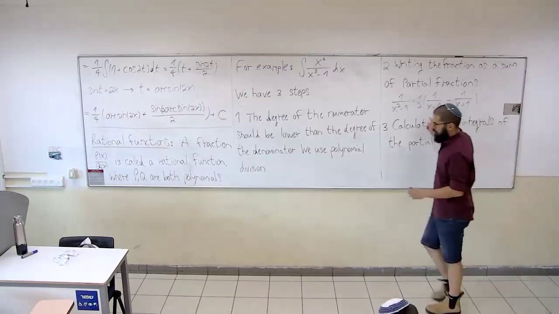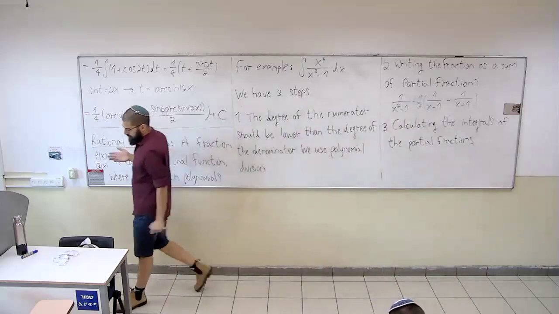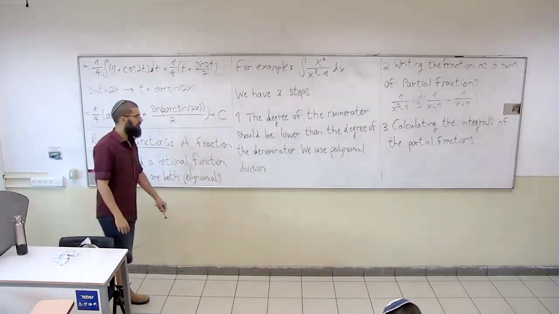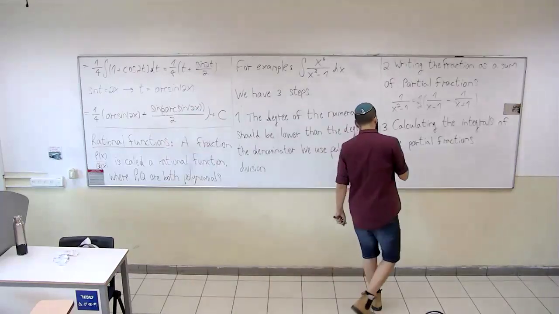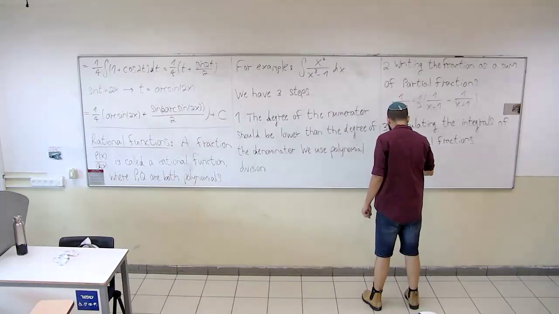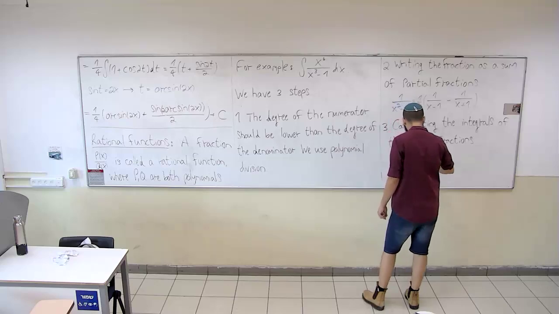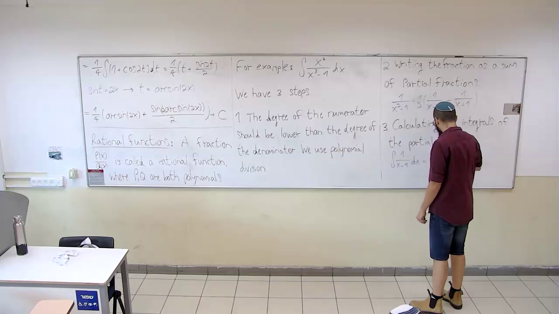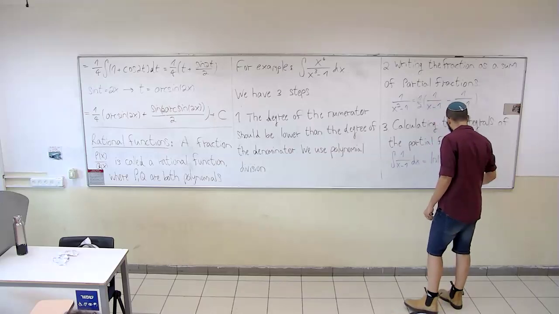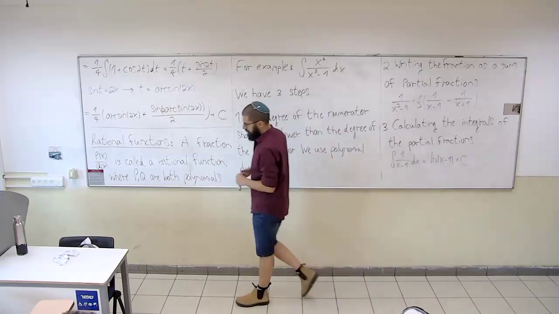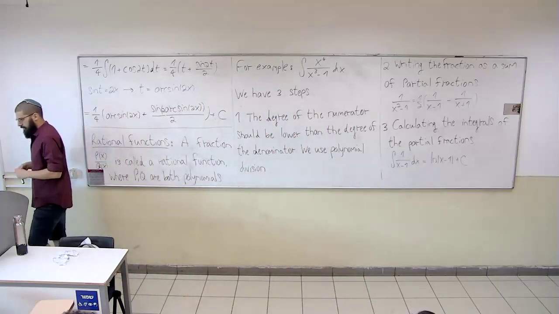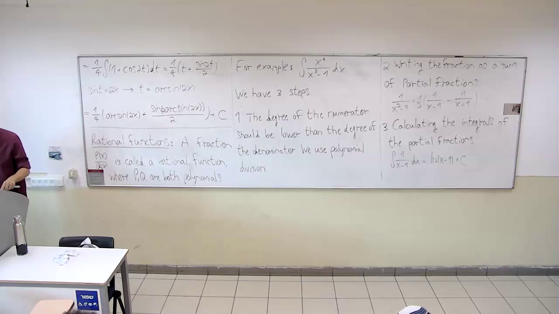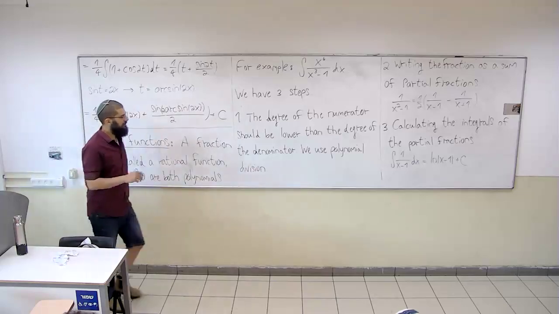When it comes to 1 over x minus 1, the integral is immediate. It's just ln of x minus 1. But there are more complicated partial fractions, with more complicated methods of calculating their integrals. As I said, the process can be long, exhausting, and it probably will be boring. But it's something we need to do.